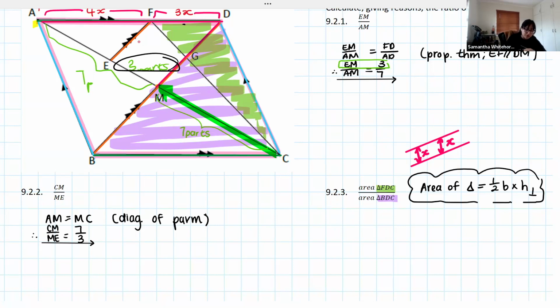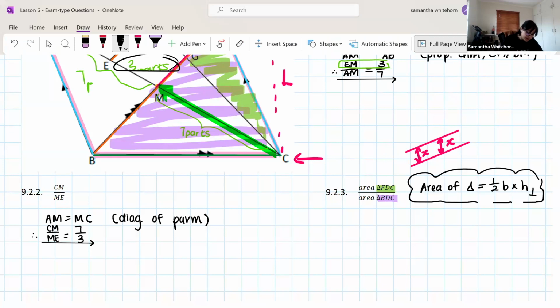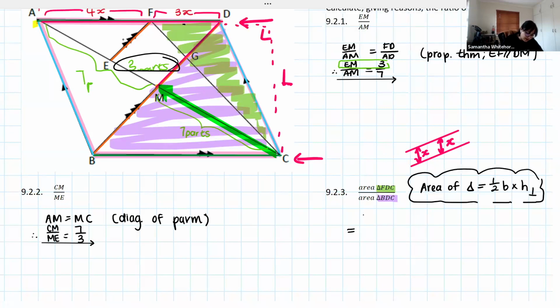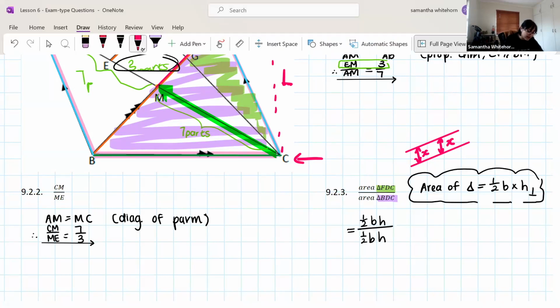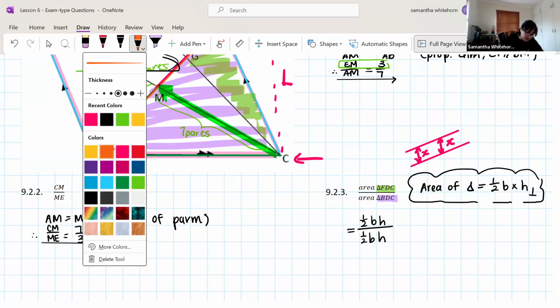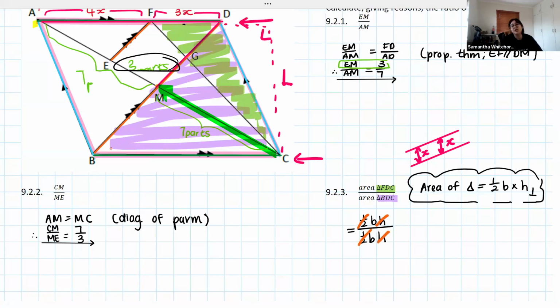And because both the triangles here fall between the parallel lines AD and BC, it means that their perpendicular height is exactly the same. So when I substitute into my formula, it looks a bit gross because I've got so many halves, but I've got half base times height divided by half base times height. Because those heights are the same, they are going to divide away, and so are the halves. And so all you're actually left with is a ratio of base to base. So base length to base length.